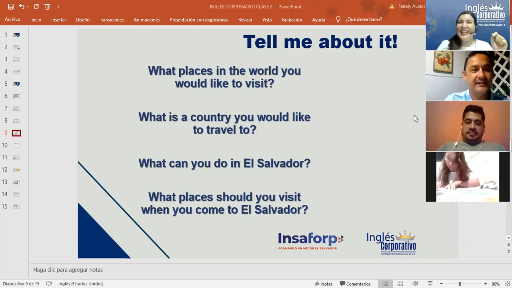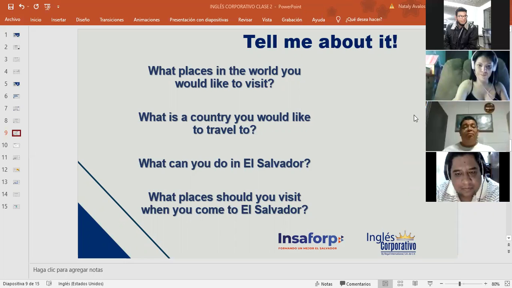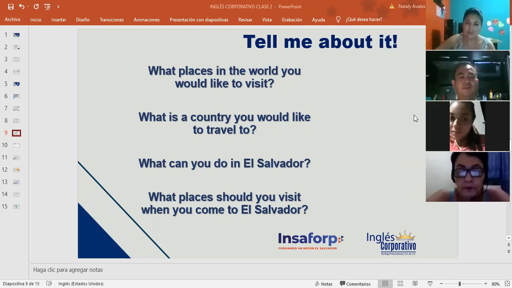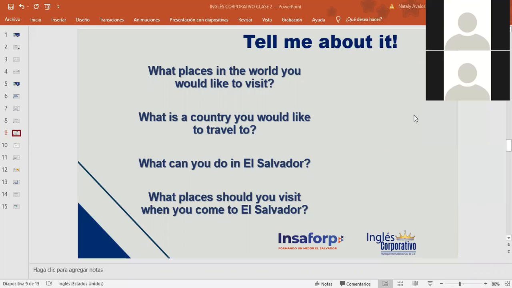So let me see. I am going to ask the next volunteer. It's going to be Catherine Bonilla. Can you help me to answer one of the questions? Okay. So what places should you visit when you come to El Salvador? Well, you should visit Los Planes de Rendero. Good. You can visit La Libertad. En La Libertad. Very good job.